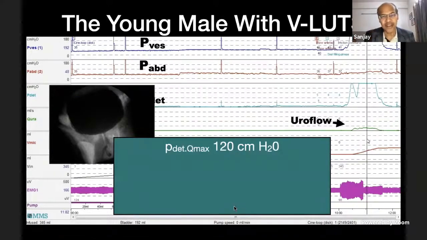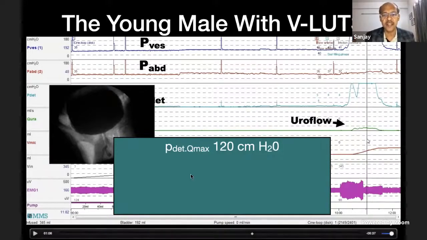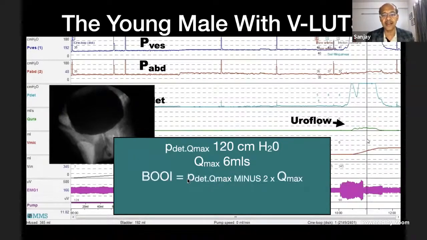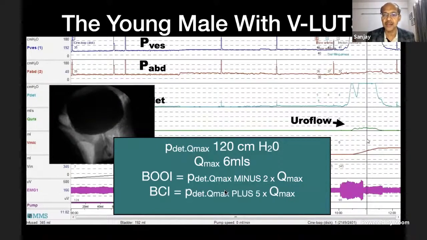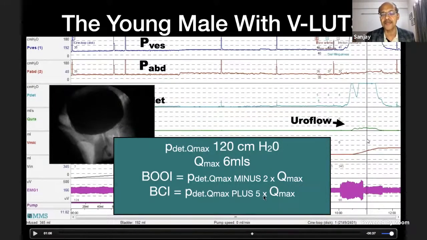There is another concept that I would like to introduce in relation to all this in the male patient, and this is primarily meant for the elderly male, but it's applied very often to the younger male as well. In this patient, you can see that the P det Qmax is about 120, the Qmax is about 6, and there are two indices that we often calculate: the bladder outlet obstruction index, which is P det Qmax minus 2 times Qmax, and the bladder contractility index, which is P det Qmax plus 5 times Qmax. In this patient, you can see the BOOI is 108, and anything above 40 is a severe obstruction. The contractility index is 150, which is a strong contraction.